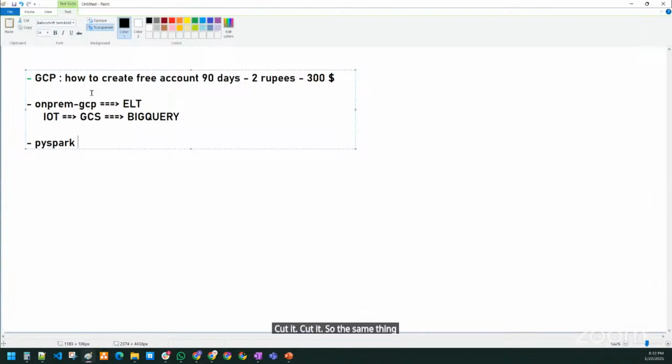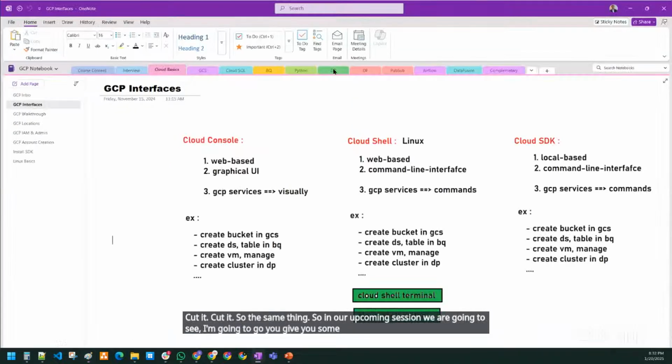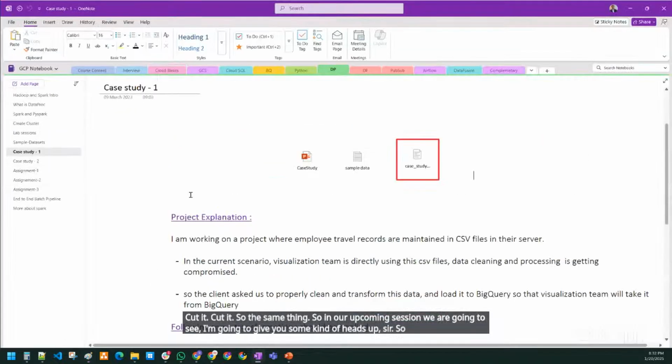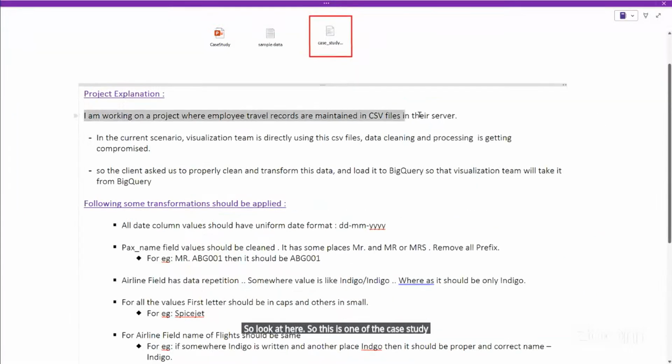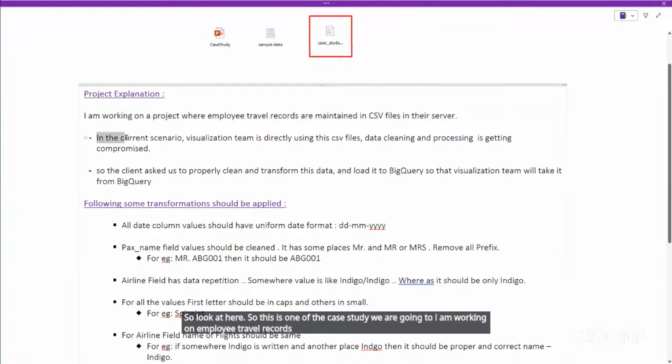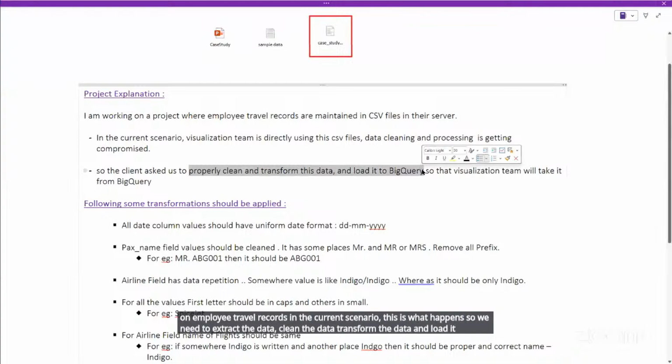In our upcoming sessions also, we are going to see this. I'm going to give you a heads up, sir. This is our notes. This is one of the case studies we are going to work on: employee travel records. In the current scenario, we need to extract the data, clean the data, transform the data, and load it to BigQuery.